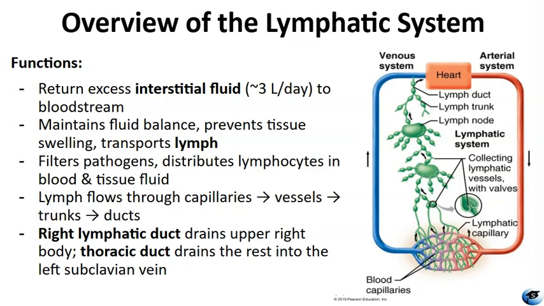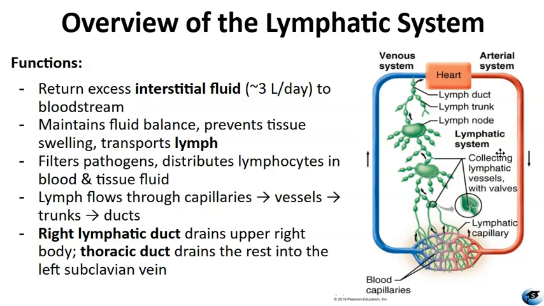The lymphatic system is a very important component of both fluid regulation and immune defense. One of its key functions is to return excess interstitial fluid, about 3 liters a day, back into the bloodstream. Without this function, fluid would accumulate in tissues and cause swelling or edema. This system also maintains fluid balance, helps transport dietary lipids, and serves as a transport network for immune cells, especially the lymphocytes. It's responsible for filtering pathogens and circulating immune components throughout the body.